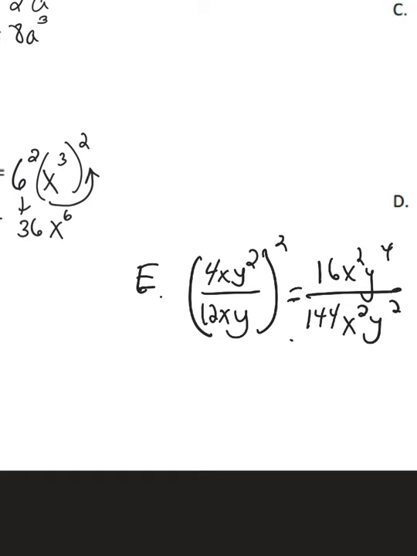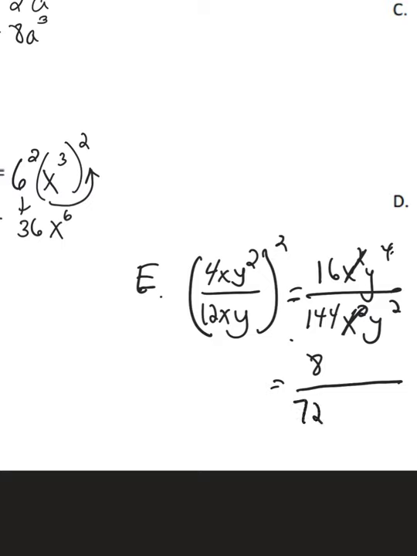Notice though, if you do the quotient rule, or if you just do simple canceling out, these x squareds would cancel out. I have 16 over 144. Those are both even numbers. I could split them in half if I want to, dividing the top and the bottom by 2. That would give me 8 over 72.